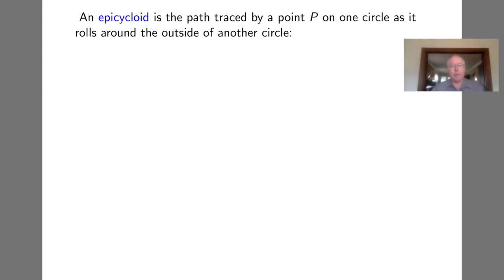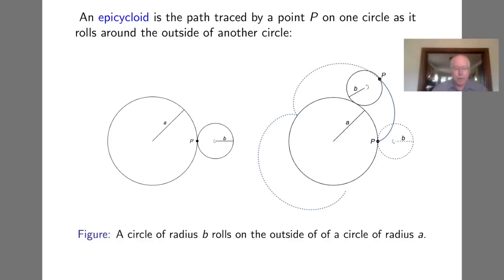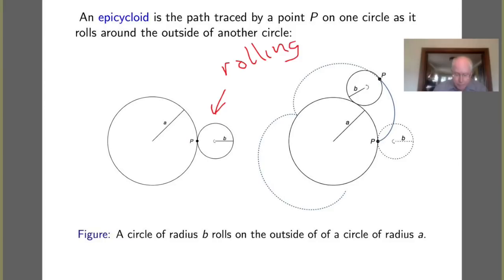Now, an epicycloid is the path traced out by a point P on a circle as it rolls along the outside of another circle. So here's a figure of what we're going to be looking at. So here's the starting point. This is the rolling circle on the outside. We refer to the other circle as the fixed circle, and the rolling circle moves along the outside of the fixed circle. We're going to call the radius of the fixed circle A, and the radius of the rolling circle will be B. So as this circle rolls along the outside, this point P traces a curve.